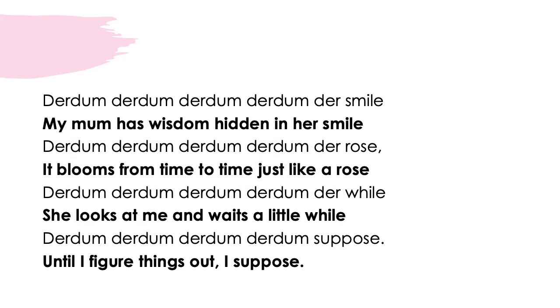So the next job, and this takes a little bit longer to do, is fill in all the other da-dums with the words that you want to say. The best tip I can give you here is think about that person carefully in your mind. Really hold them in your mind, because the more you think about them, the easier it will become to actually write a line of poetry about them. So my lines end up like this. My mum has wisdom hidden in her smile. It blooms from time to time just like a rose. She looks at me and waits a little while, until I figure things out, I suppose.